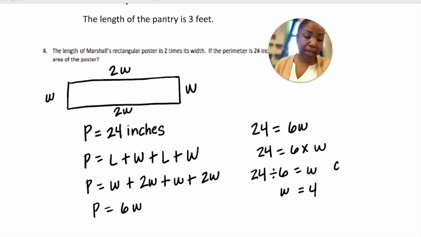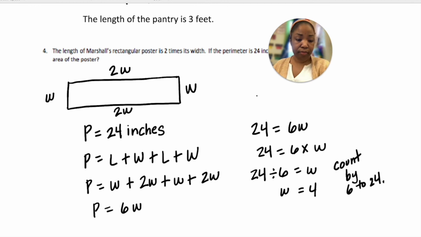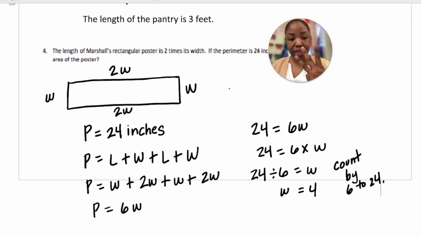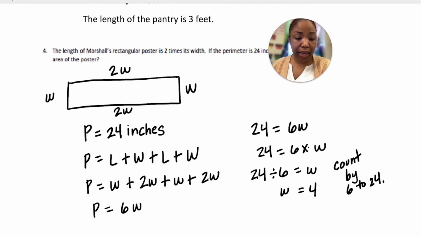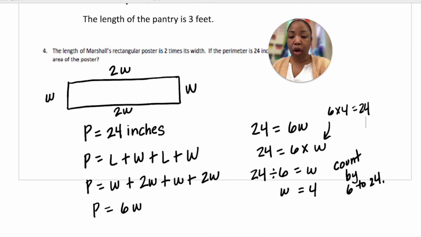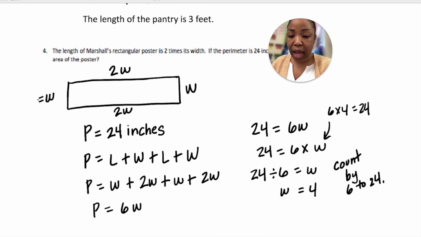And I got that by counting by 6 to 24. Right? 6, 12, 18, 24. 4 6s. And I could even check that by plugging this back in, right? If I do 6 times 4, I indeed get 24. Okay, so now we know this side. We said W equals 4.